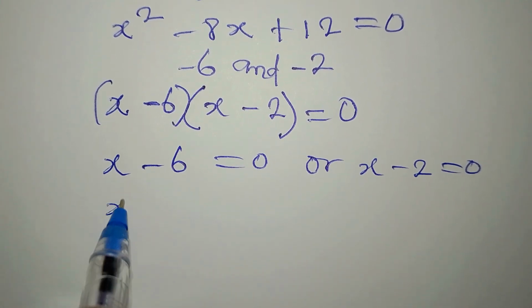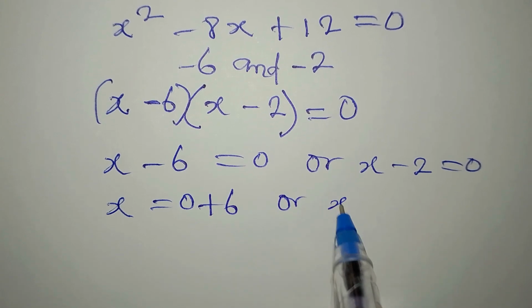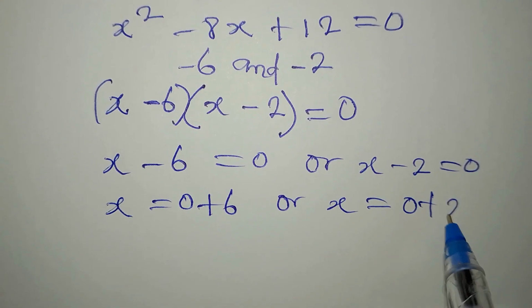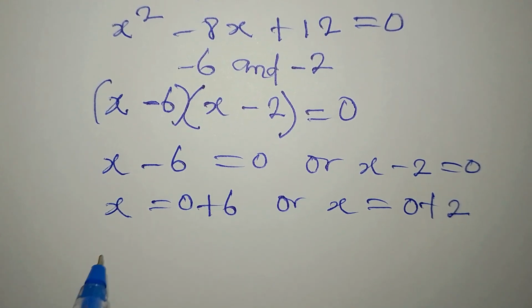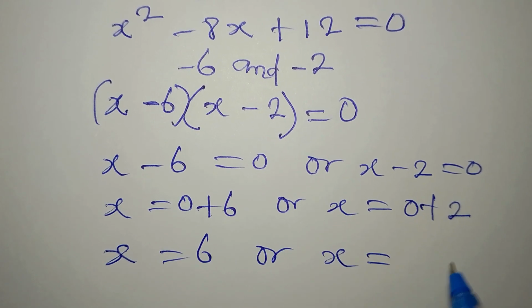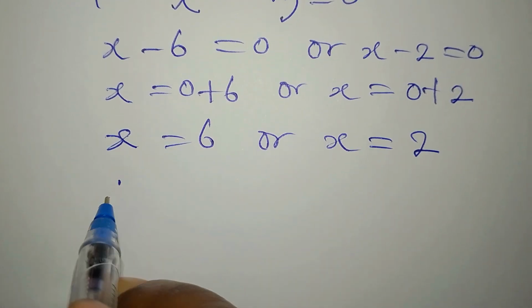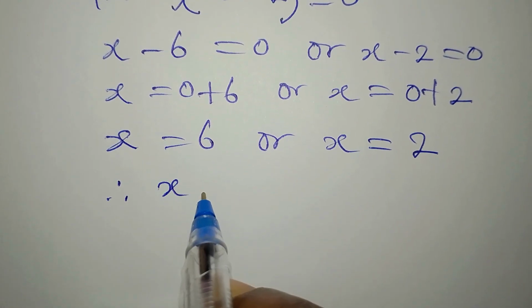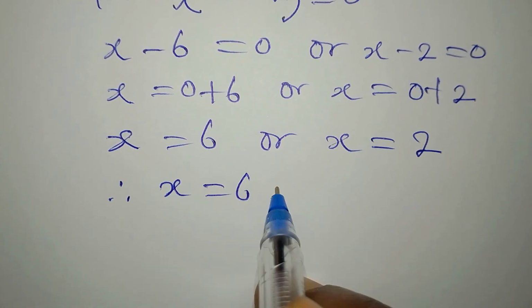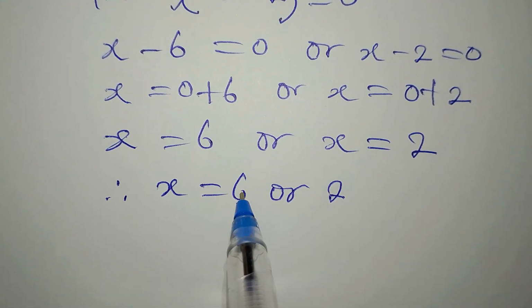So from here now, our x will be 0 plus 6, or x will be equal to 0 plus 2. We are collecting like terms. x is equal to 6, or x is equal to 2. Let's put this together: x is equal to 6 or 2.